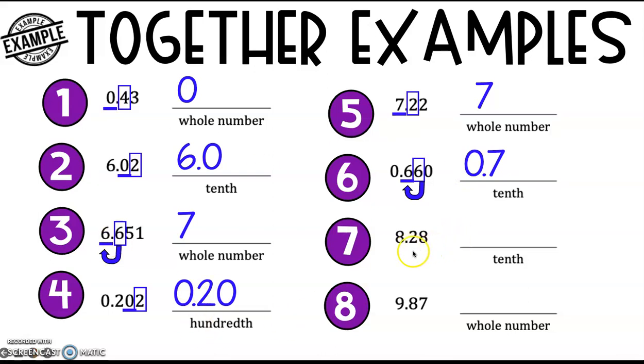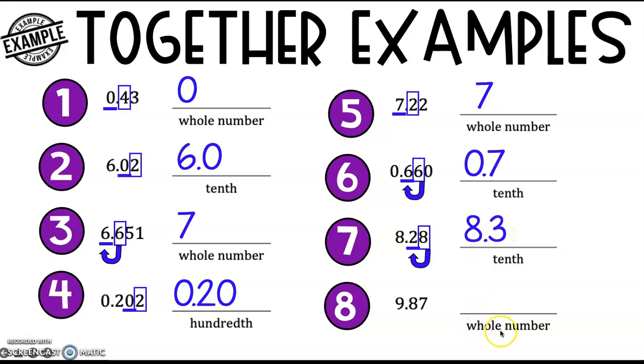Okay, number 7, we have 8.28, and we're going to be rounding to the nearest 10th place. So we have a 2 in the 10th place, and when I look next door, there's an 8, and we know that 8's bump it up. So rounded to the nearest 10th, I'm going to bump it up to 8.3.